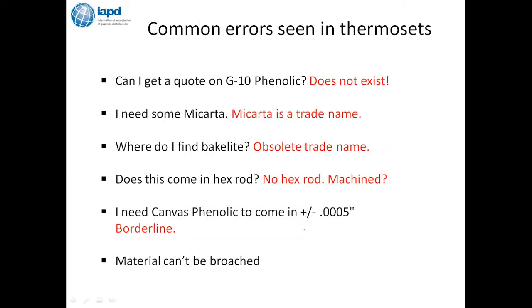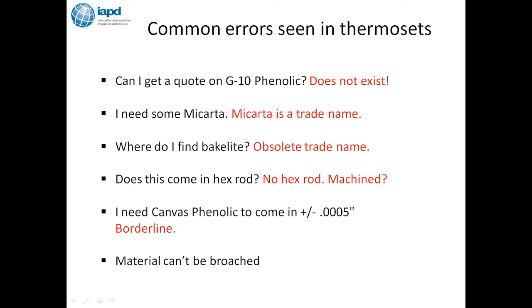Here are some common errors that are seen in thermosets. Can I get a quote on G10 phenolic? That was the title of our presentation. This is one of the most misnamed callouts. There's no such thing as G10 phenolic because they're basically two different materials. G10 is a glass-based material. Phenolic is a paper or cotton-based material.